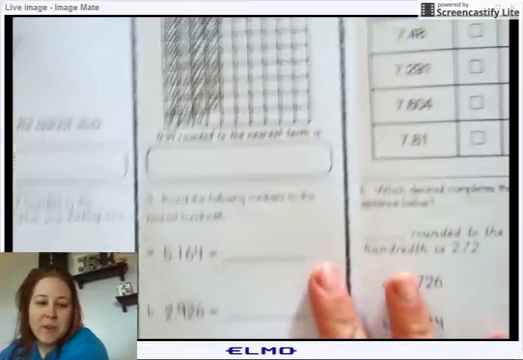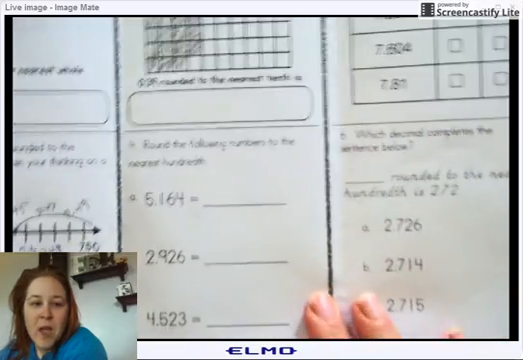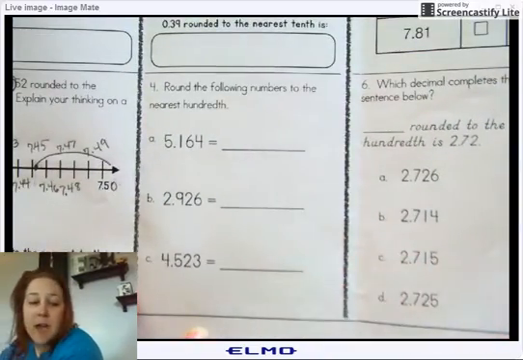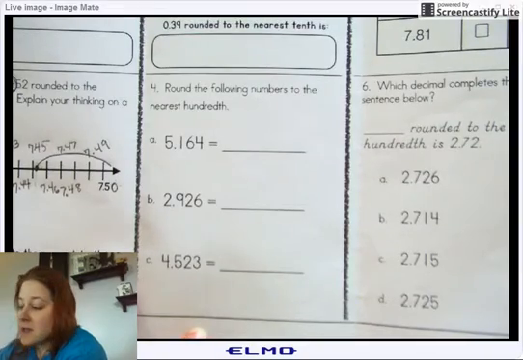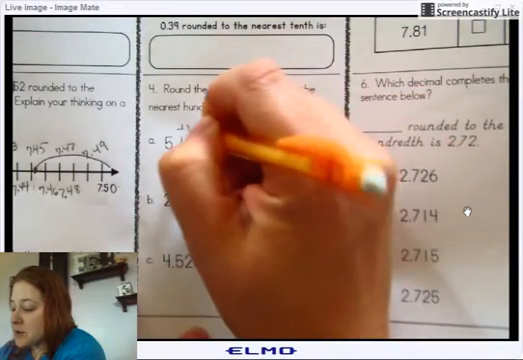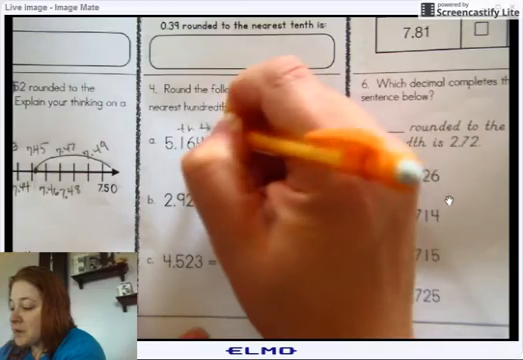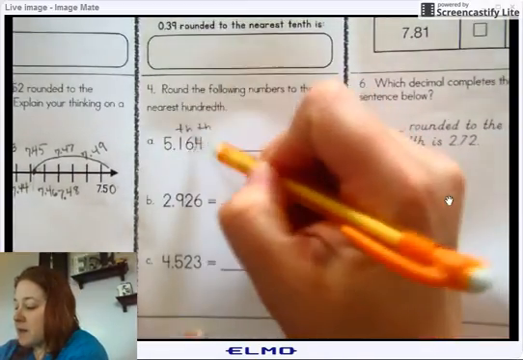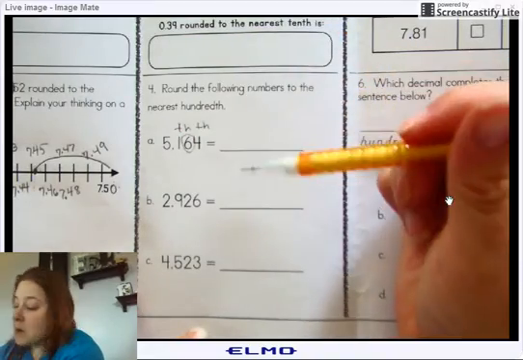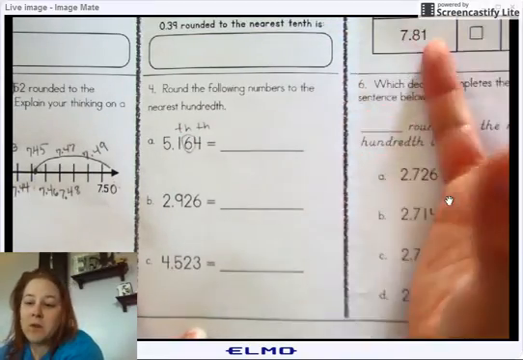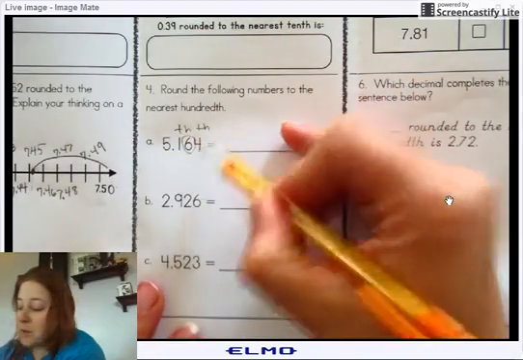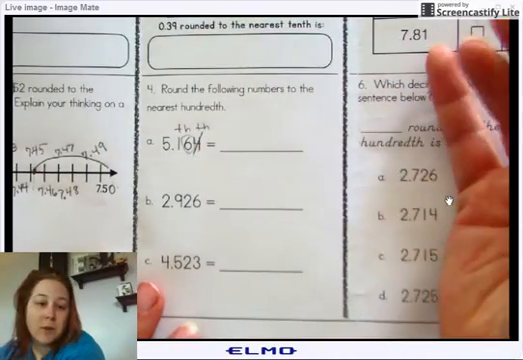Okay, question number 4. Round the following numbers to the nearest hundredth. The first thing we have to do is look at where the hundredths place is. So right here is your tenths, this is your hundredths, and this is your thousandths place. So find the place, look next door. 5 or bigger, add 1 more. 4 or smaller, just ignore. This is 4 or smaller, so I'm basically just going to ignore this, or shut the door.